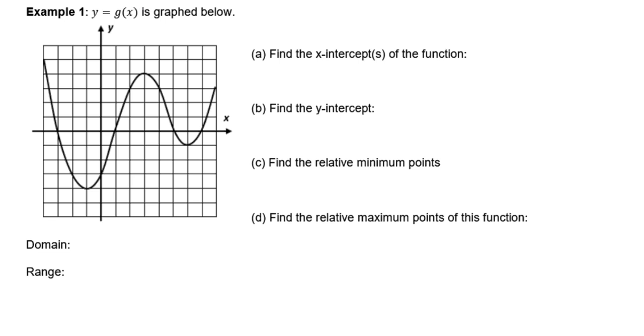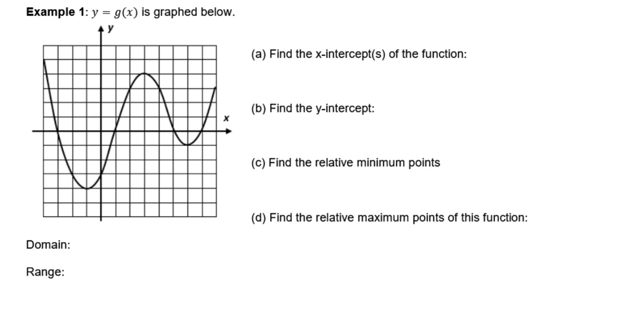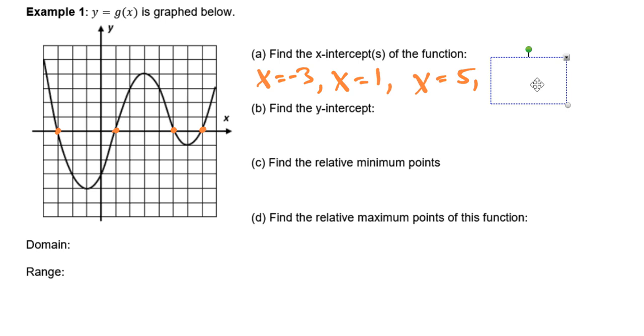So, first things first, x-intercepts. Where are the x-intercepts? Excellent question. The x-intercepts is where the graph crosses the x-axis. So this would be the point negative 3, 0. So at x is negative 3. This would be the point 1, 0. So when x is 1. 5, 0. So when x is 5. And 7, 0. So when x is 7.